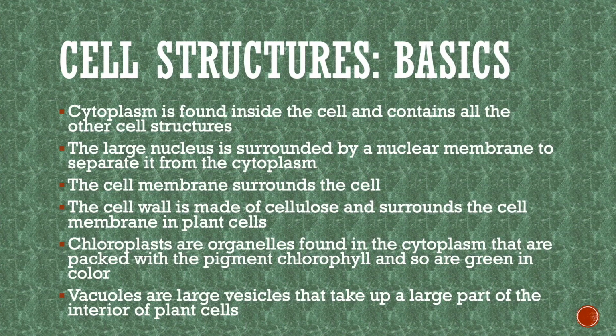The basics of cell structures. Cytoplasm is found inside the cell and contains all the other cell structures. The large nucleus is surrounded by a nuclear membrane to separate it from the cytoplasm. The cell membrane surrounds the cell. The cell wall is made up of cellulose and surrounds the cell membrane in plant cells. Chloroplasts are organelles found in the cytoplasm that are packed with the pigment chlorophyll and so are green in color. Vacuoles are large vesicles that take up a large part of the interior of plant cells.